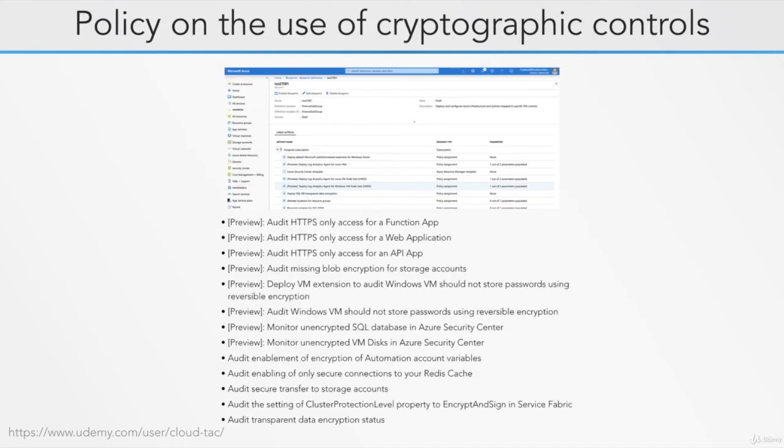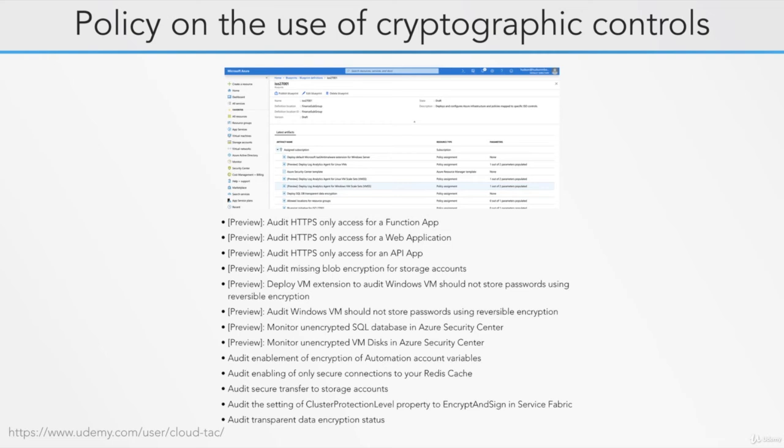The blueprint helps you enforce your policy on the use of cryptographic controls by assigning 13 Azure policy definitions that enforce specific cryptographic controls and audit use of weak cryptographic settings. Understanding where your Azure resources may have non-optimal cryptographic configurations can help you take corrective actions to ensure resources are configured in accordance with your information security policy.